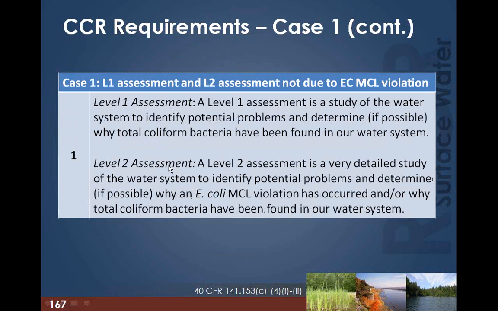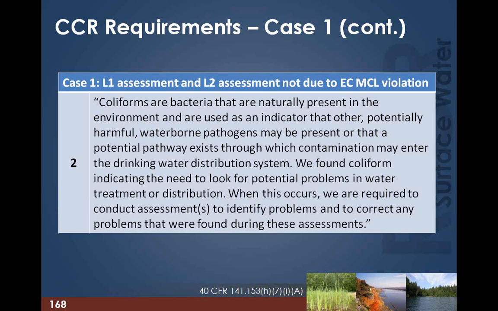So this first slide summarizes those definitions. This is the Level 1 assessment definition. And so if a Level 1 was conducted during that calendar year that's covered by the Consumer Confidence Report, you would include a Level 1 assessment definition. If you had to do a Level 2 assessment, then you'd use that definition. So one or both of these definitions could be included in your Consumer Confidence Report. In addition to the definitions, you need to have the required health effects language. Again, this is the health effects language where you conducted an assessment that was not due to an E. coli MCL.